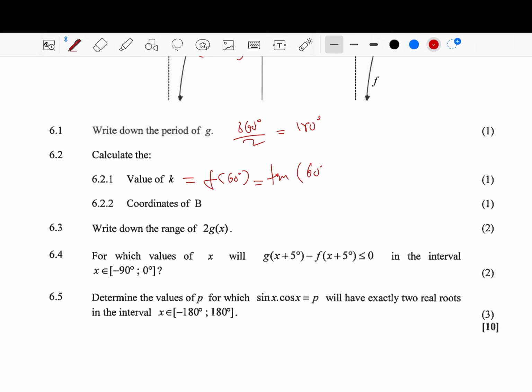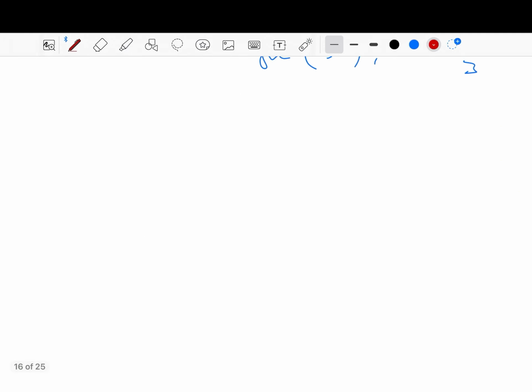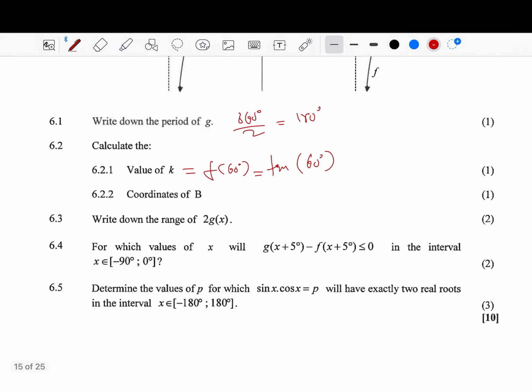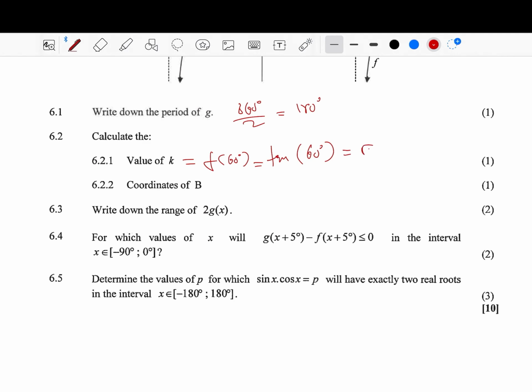So tan of 60 degrees. So how do you get tan of 60 degrees? You can punch this in your calculator. That's very important. If you punch it in your calculator, you're going to get square root of 3. Easy. That's your mark. Square root of 3.